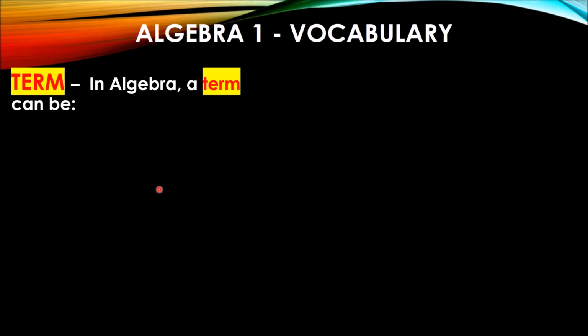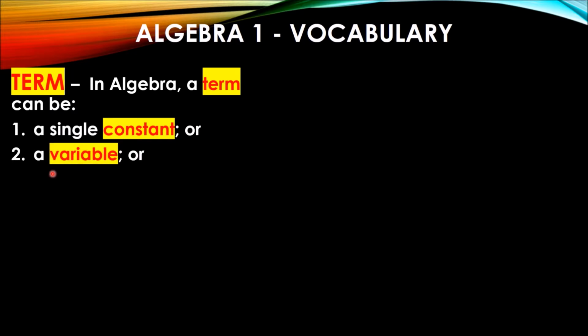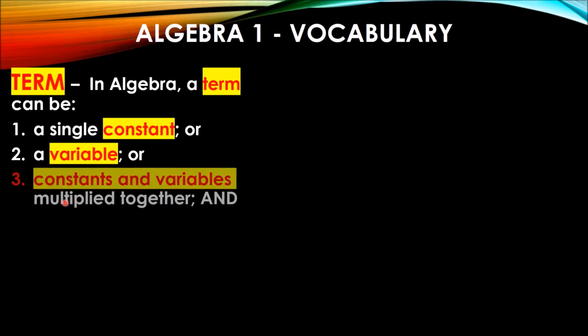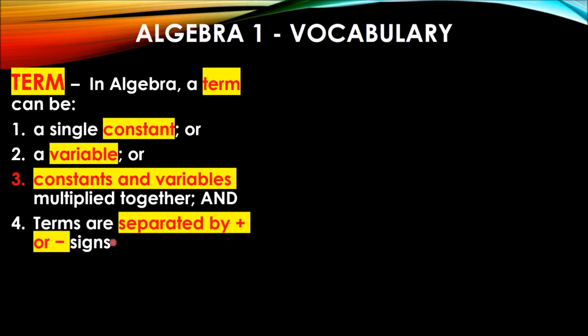Okay, here's our next vocabulary term, term. So in algebra, a term can be several things. Number one, it can be a single constant like 12, or it can be a single variable like t, or it can be constants and variables multiplied together. And when I have a big complex expression, terms are separated by pluses or minus signs.